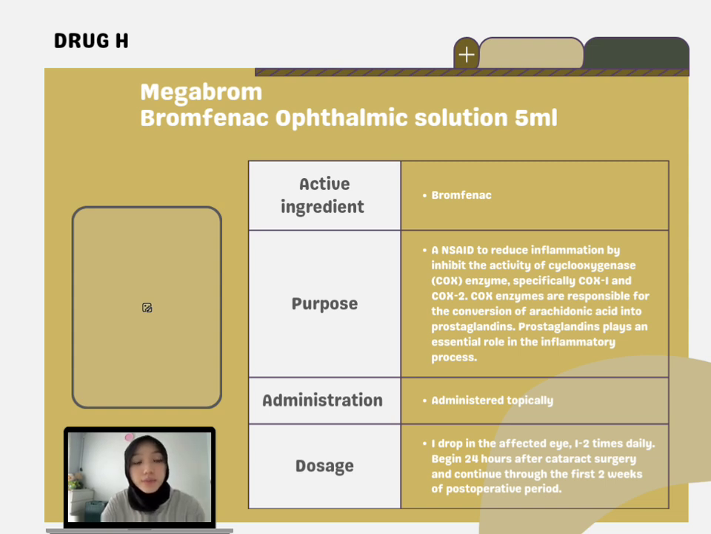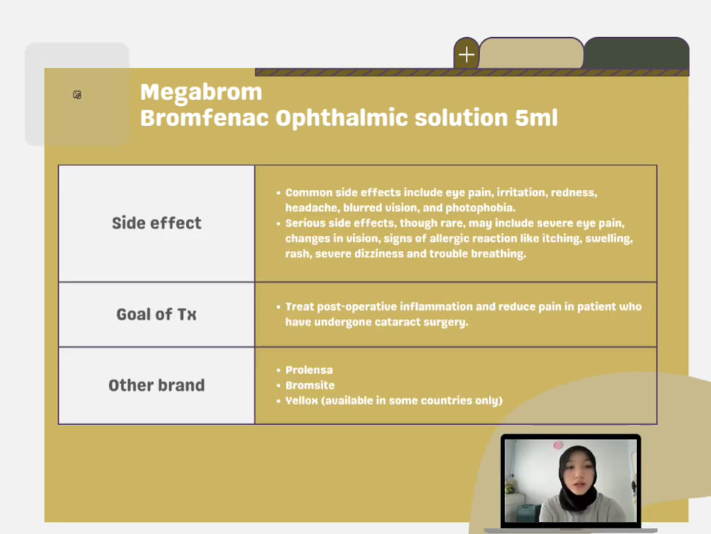It is usually administered topically, and usually 1 drop in the affected eye for 1 to 2 times daily. Begin 24 hours after cataract surgery and continue through the first 2 weeks of post-operative period. Common side effects include eye pain, irritation, redness, headache, blurred vision, and photophobia.